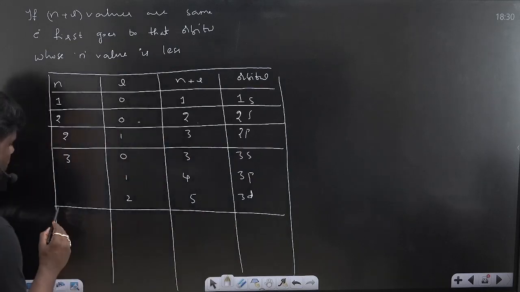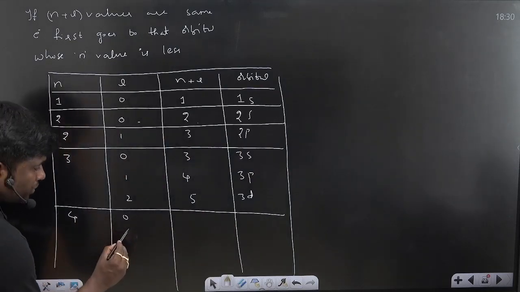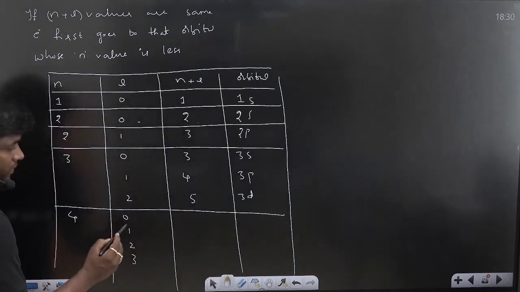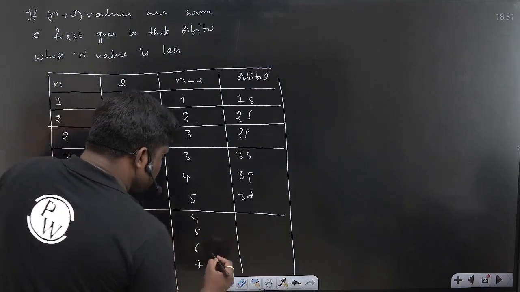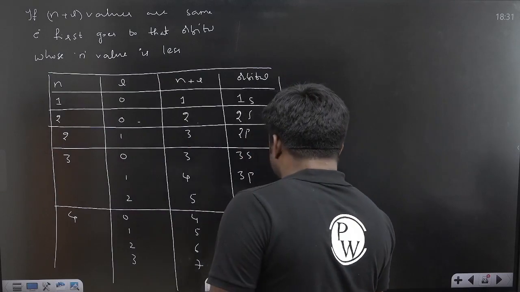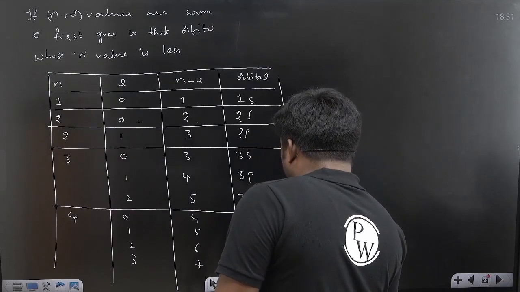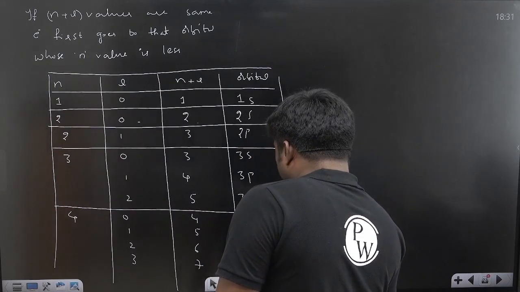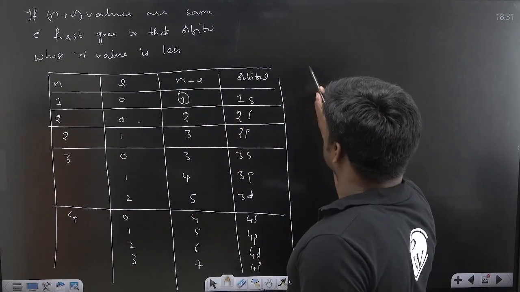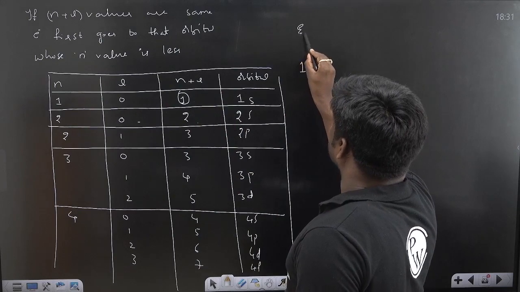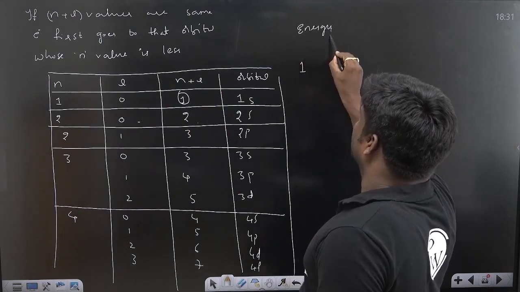Next, n value 4 means l is 0, 1, 2, 3. This will be 4, 5, 6, 7. It means 4s, 4p, 4d, 4f. See carefully now. n plus l value is very less for 1s. So, energy order of various orbitals.